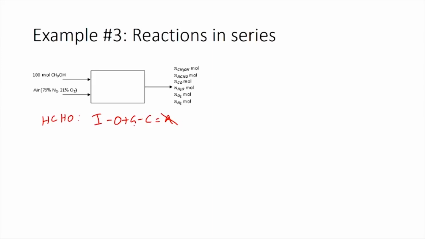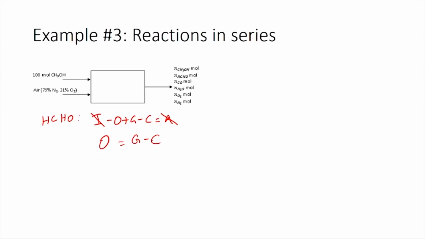Formaldehyde here actually is a product in the first reaction and it is a reactant in the second reaction, which means within the reactor it is being generated and consumed. However, there is no input of formaldehyde for the system. So, input goes to 0. So, the output term we have would be equal to generation minus consumption.